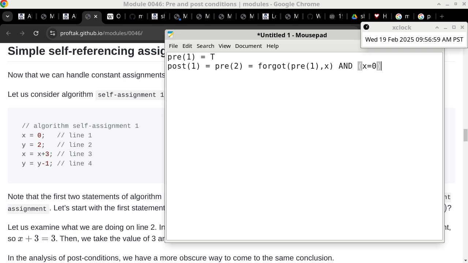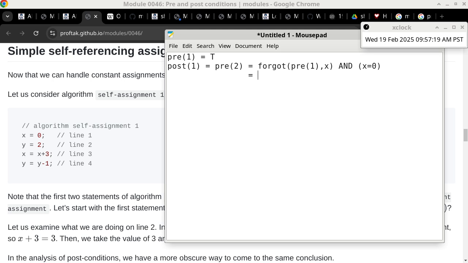Because we are changing x in an irreversible way. Irreversible means after line 1, there's no way to know what x was before line 1. That's what I mean by irreversible. And there are some changes that are reversible. This one is not.